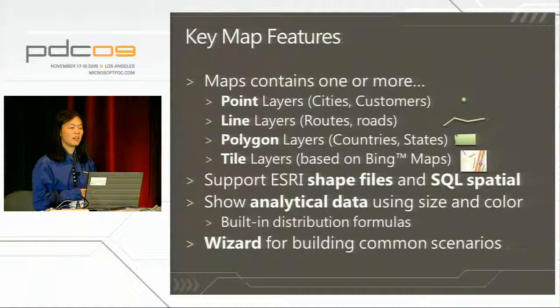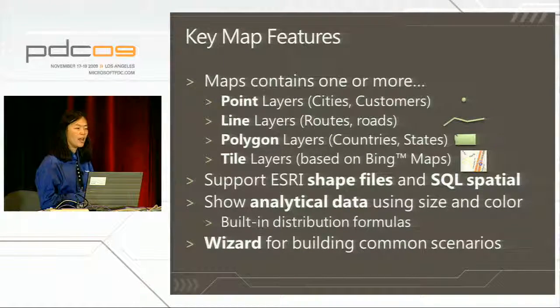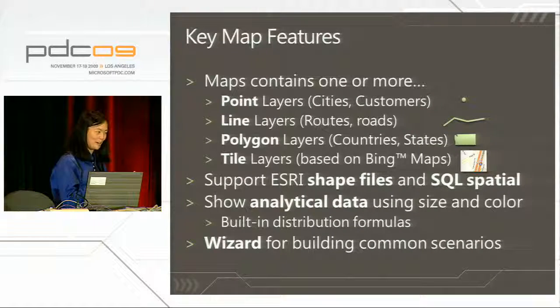The polygon is the other thing that we support. I can show shapes on the map, meaning you can use it to show states or countries. In this release, we have also enhanced the map control to talk to Bing Maps to get tiles as backdrops for our report. We also support shape files to define the shapes, including points, lines, and polygons. In addition, we support SQL spatial data types, geography and geometry. I will talk about the SQL spatial coolness a little bit later.